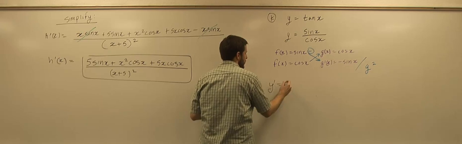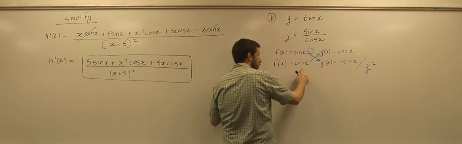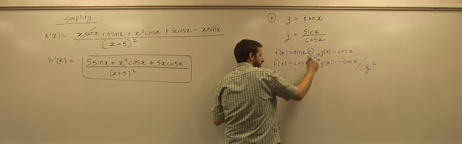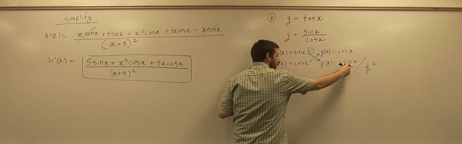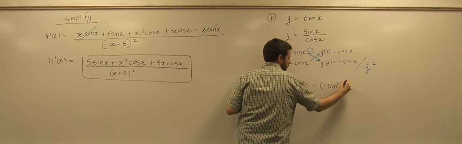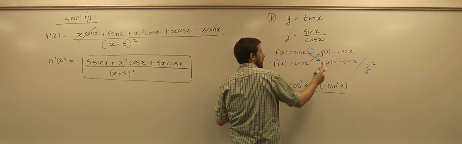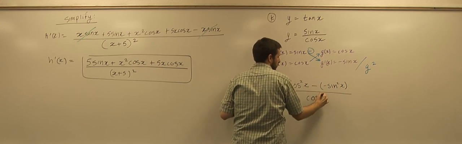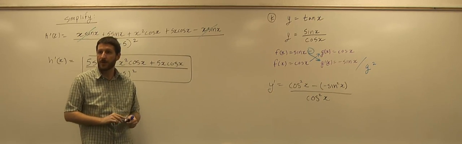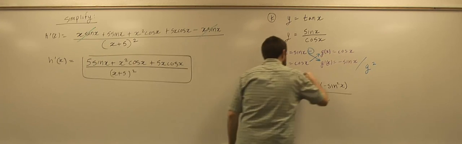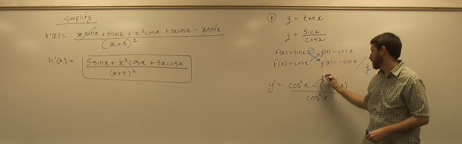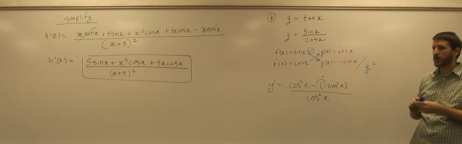So y prime is equal to cos times cos, which is cos squared, minus sine times negative sine, which is negative sine squared, over cosine squared. And this you absolutely want to simplify. We have cosine squared plus sine squared, which we know is 1.